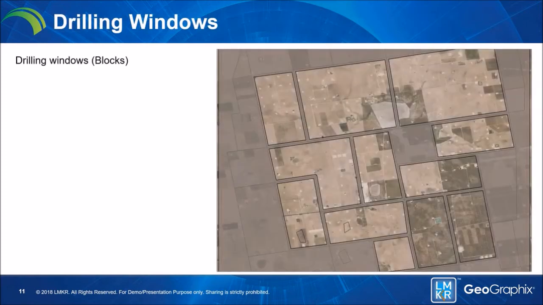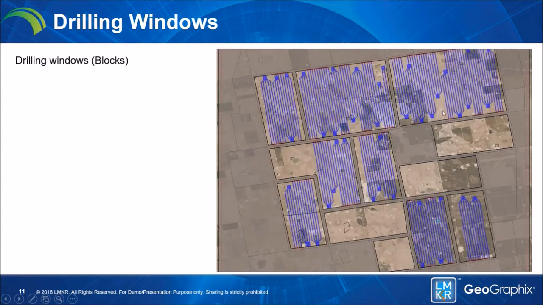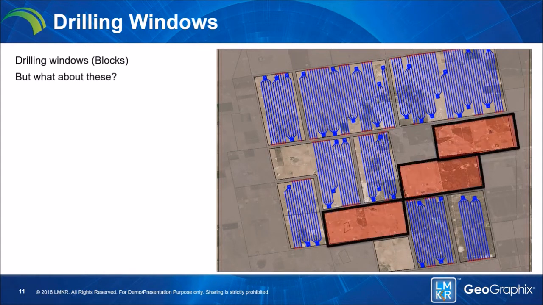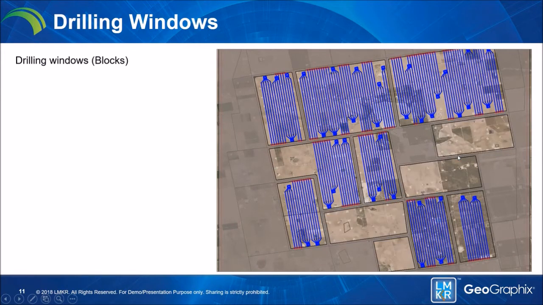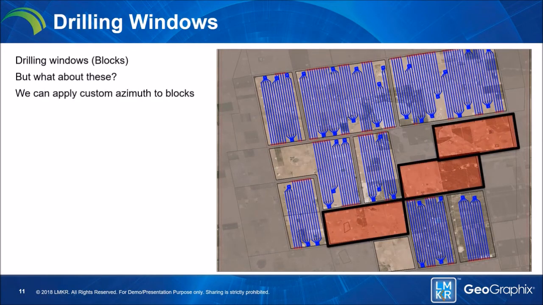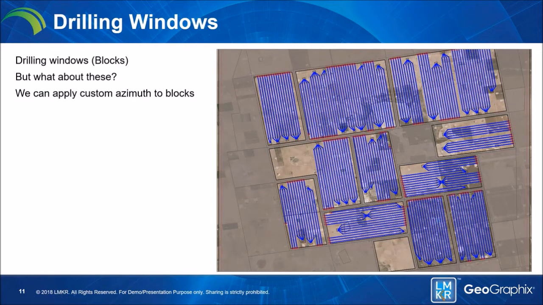Let me show you what the drilling windows are. So drilling windows you can definitely use here. I used Lease Planner. I made these drilling windows. The gray areas are areas where we can't drill. The areas that are visible are the drilling windows where we can drill. So I go ahead and I run the simulation, right? Everything's okay. Except what about these areas? What about these areas? They're left alone. Well, we can fix that by putting in custom azimuths to any of these drilling blocks. Once we do that, voila, we have this.